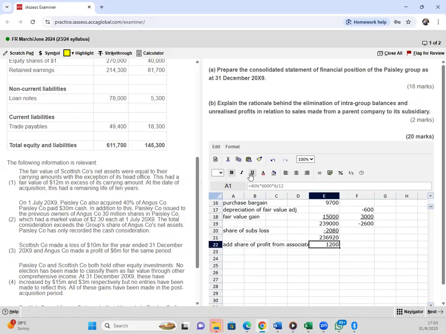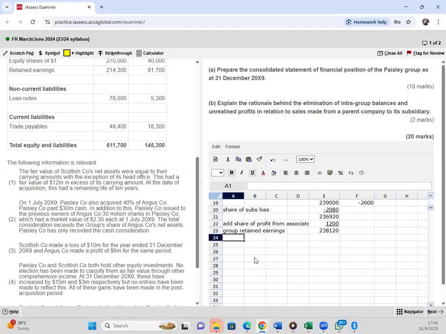So for our consolidated retained earnings, we are going to have, so this is our group consolidated retained earnings. That's our group retained earnings. So the other calculation besides the group retained earnings that might give you a challenge is calculating the investment in associate. So calculating the investment in Angus.